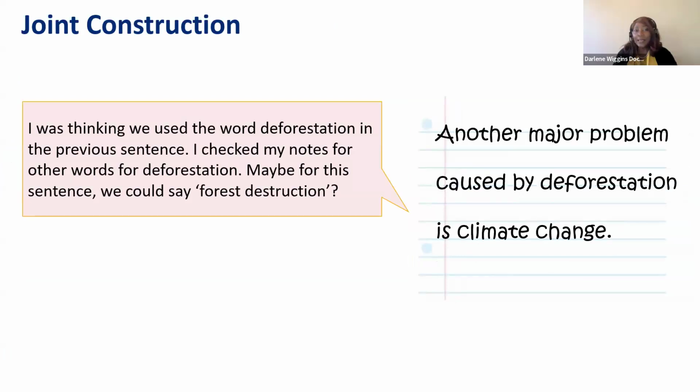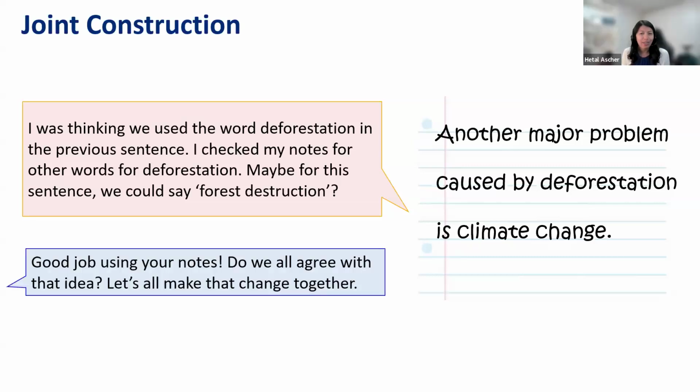I was thinking, I'm another student now since I'm the whole classroom. I was thinking we used the word deforestation in the previous sentence. I checked my notes for other words for deforestation. Maybe for this sentence, we could say forest destruction. Great job using your notes. All right, class, do we agree with that idea? All right, let's make that change together. And then I would cross out deforestation, I would write forest destruction, and I would expect all my students to do the same.